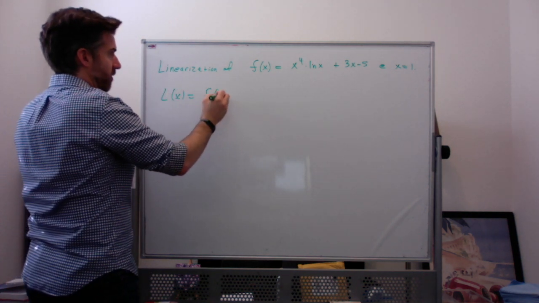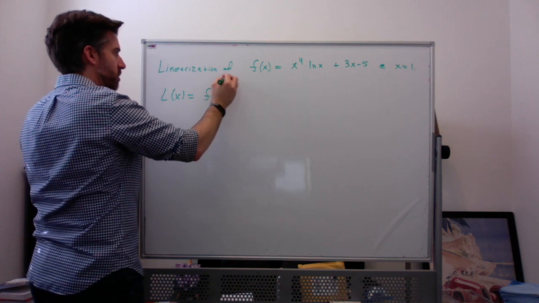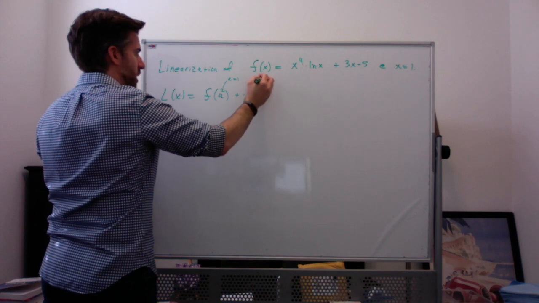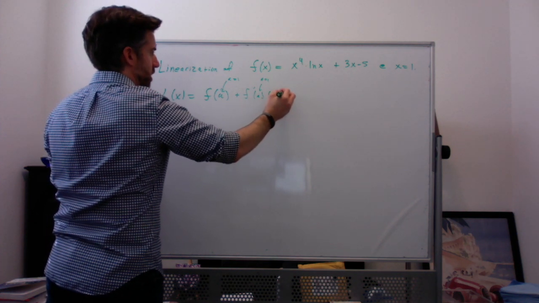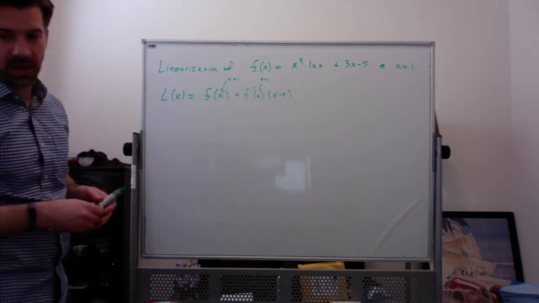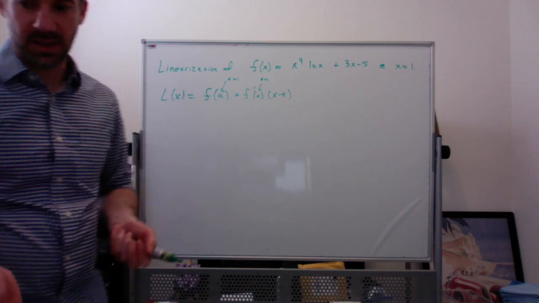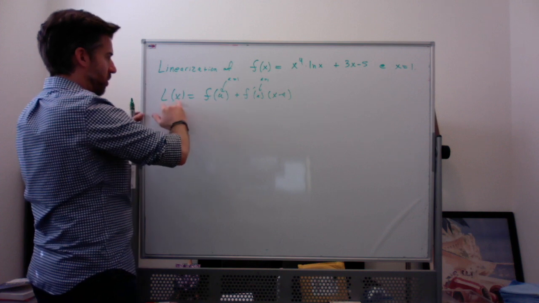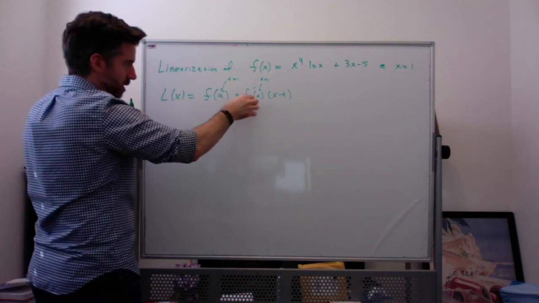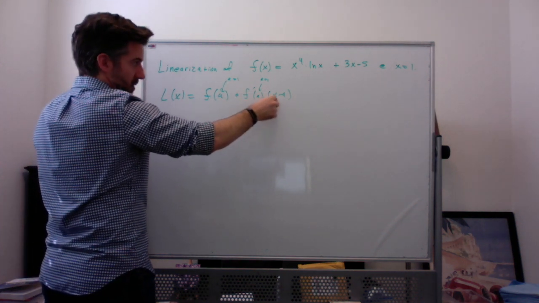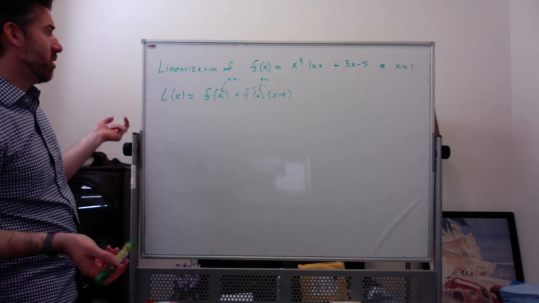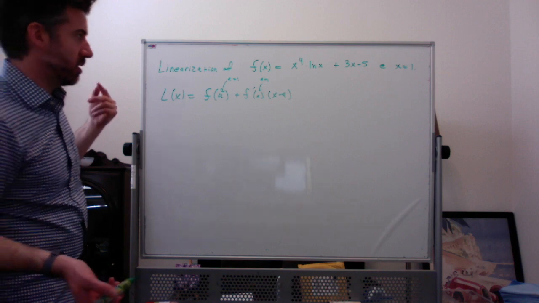It's f of a, where a is 1, plus f prime of a, again a is 1, times x minus a. This is really just your y minus y1 equal to m times x minus x1, but solved for y. Here's your y, here's your y1, so it's y minus y1 equals your slope m times x minus x1. It's just using different letters. So we have to figure out what f of 1 is and f prime of 1 is.